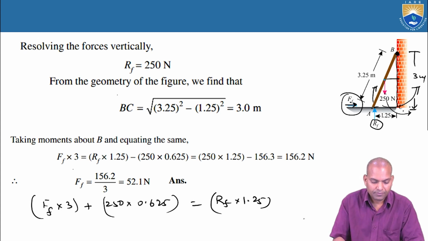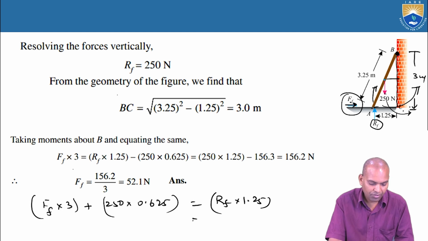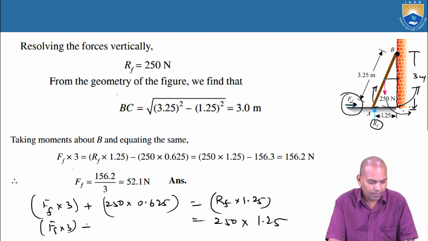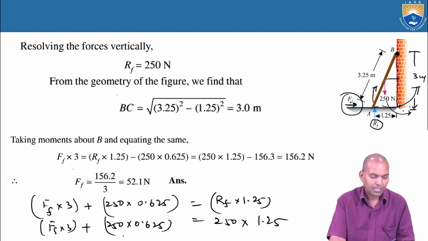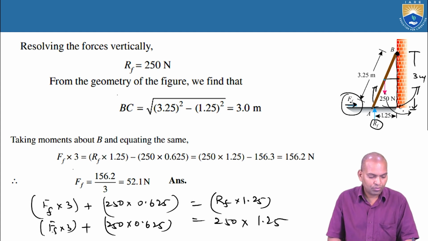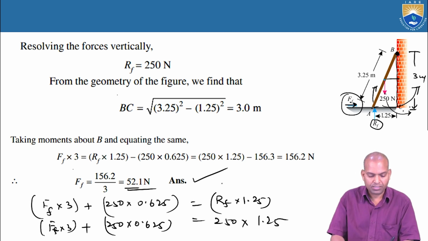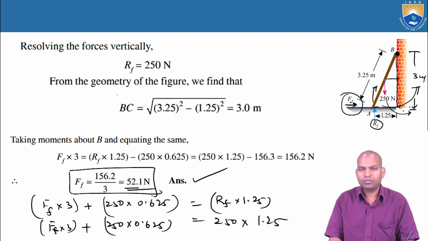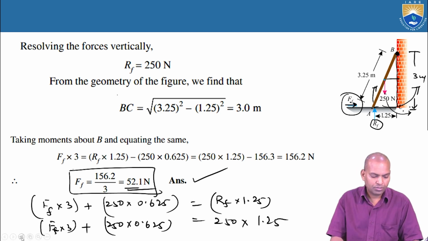From this we know RF already. RF equals 250 newtons into 1.25, that is FF into 3 plus 250 times 0.625. From that the FF value can be calculated. What is that? FF equals 52.1 newtons. This is the FF value.